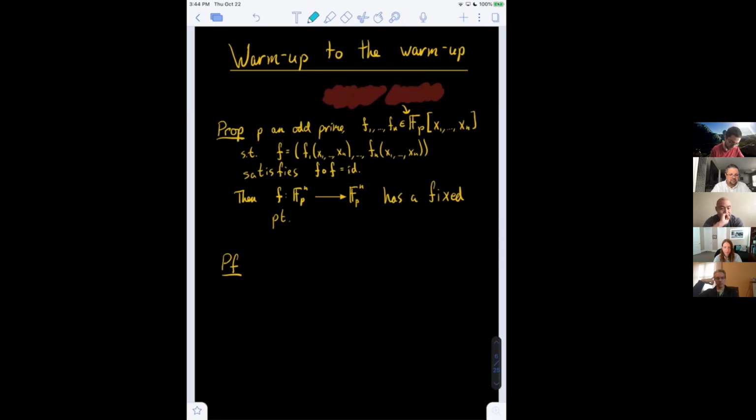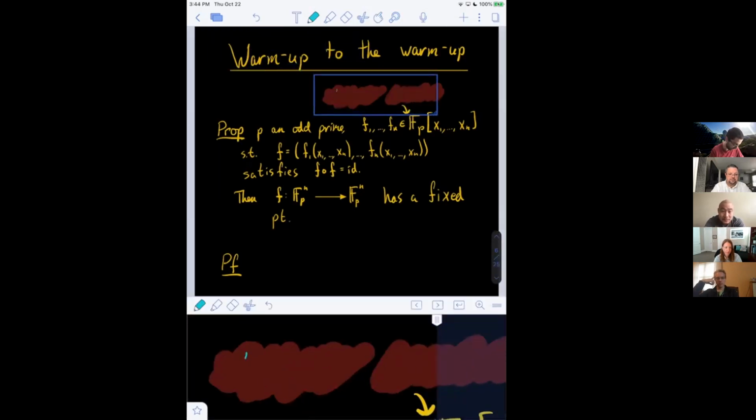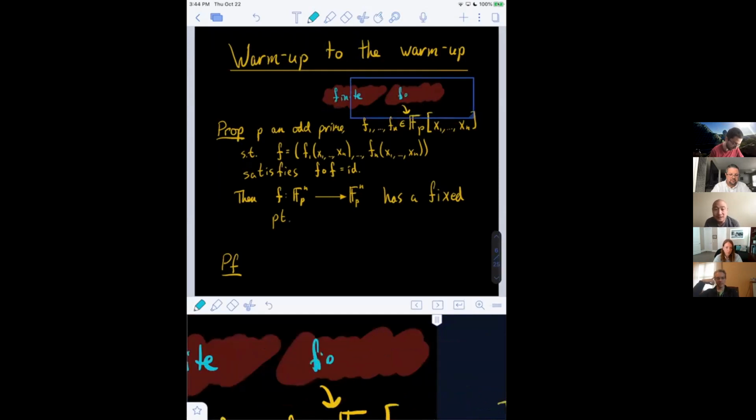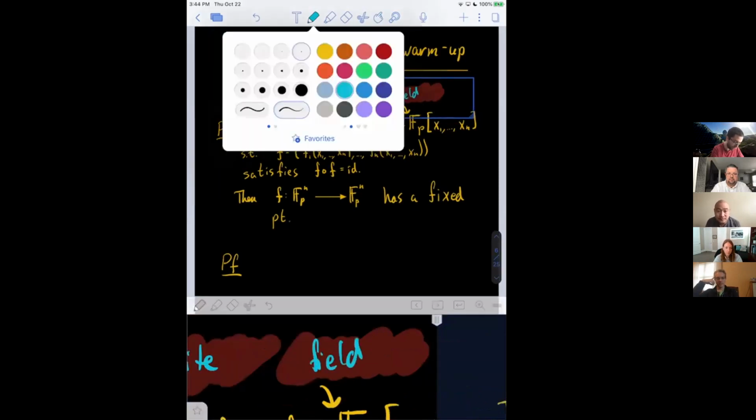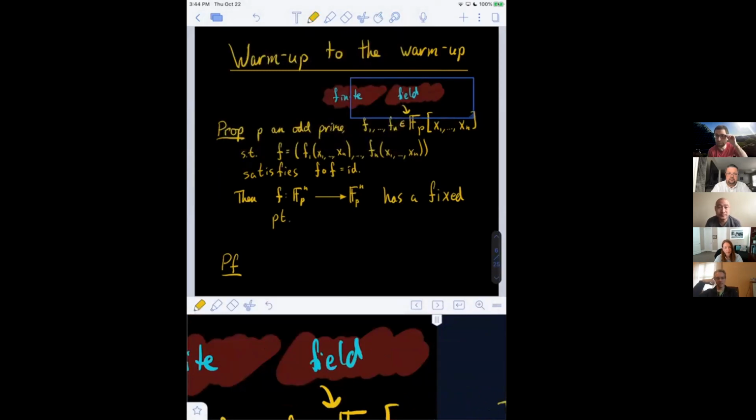So let me just remind you what a finite field is. So here, I'm going to take the finite field F_p. This is what you get when you take the integers, you divide by the prime p, and you look at the possible remainders. And those are things that it makes sense to add and multiply.